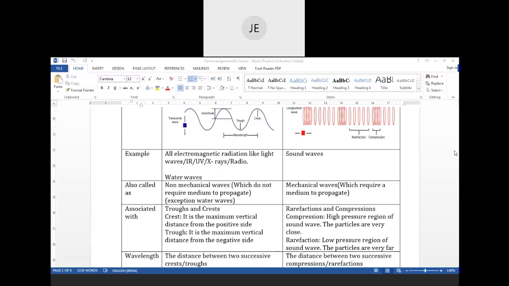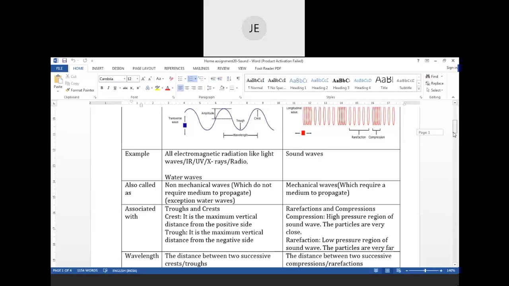Now transverse waves are also called non-mechanical waves, except some water waves. X-rays, UV rays, IR rays are all non-mechanical waves. Water waves are mechanical waves. Non-mechanical waves do not require any medium: IR rays, UV rays, X-rays, radio waves, light rays. And sound waves are called mechanical waves because they require a medium to propagate.